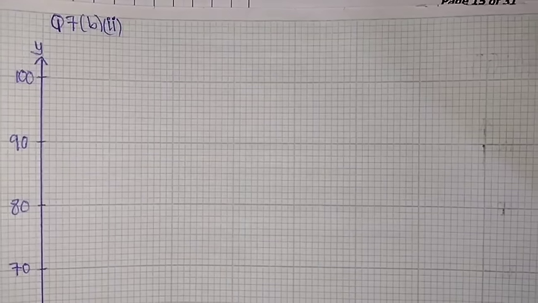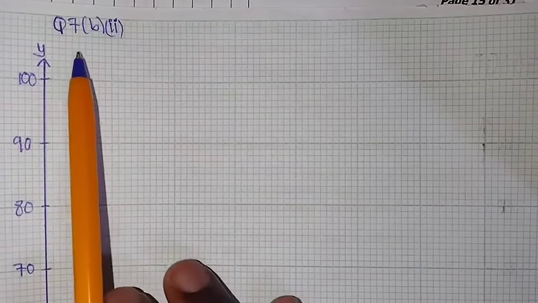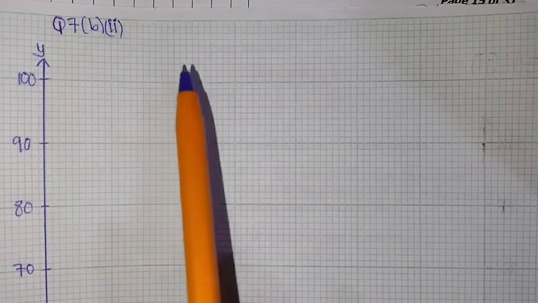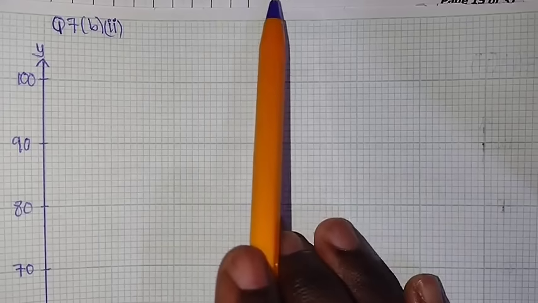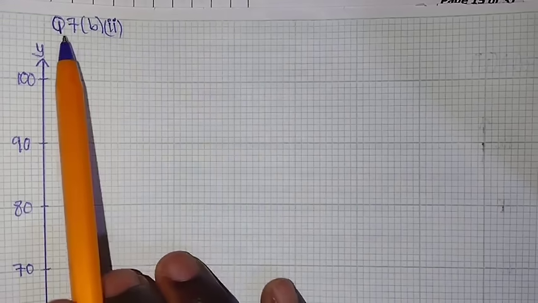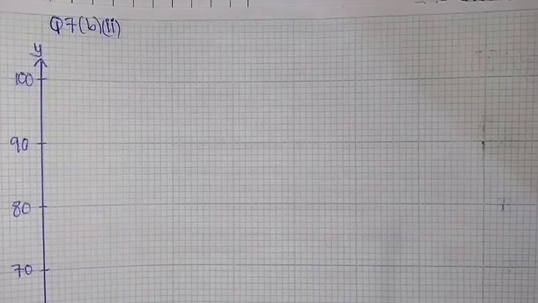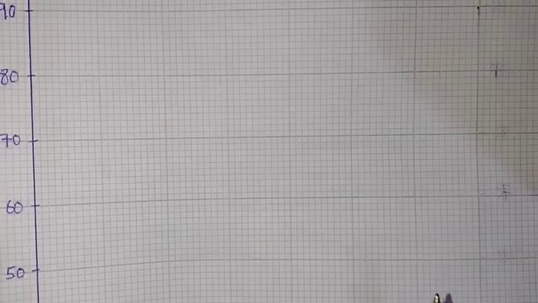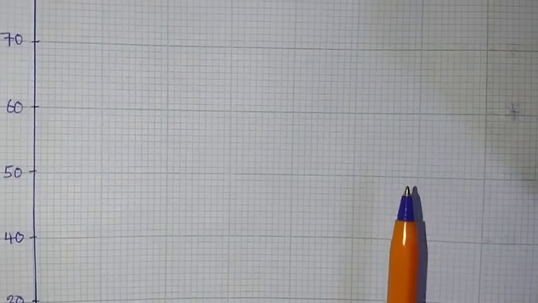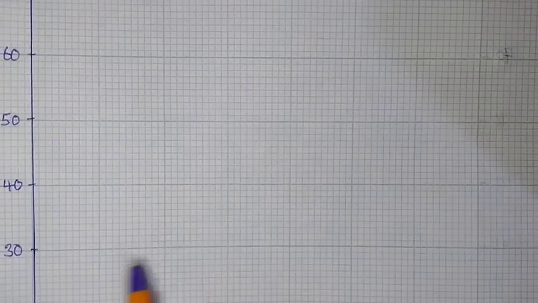Alright, this is the graph paper that I've made. On your graph paper, since you'll be answering within the same question paper, just write Q7B2. This is now the y-axis, and in the y-axis you can see our range, which is right here. I hope you are able to see clearly.